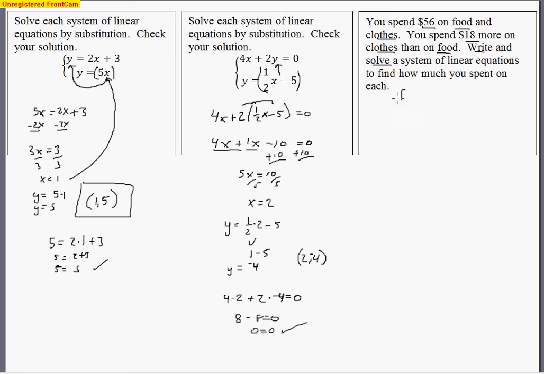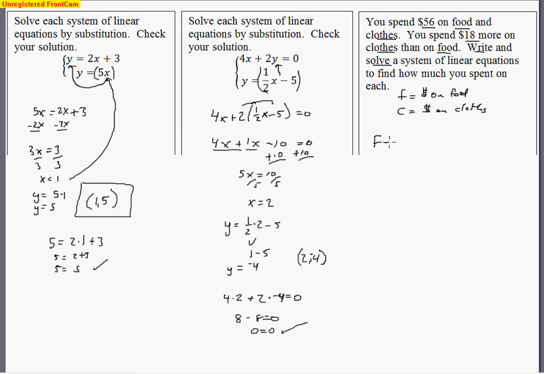So let's say f equals the number of dollars. Well, how about we just say dollars spent on food. And we'll say c equals the dollars on clothes. And we can write the first equation.